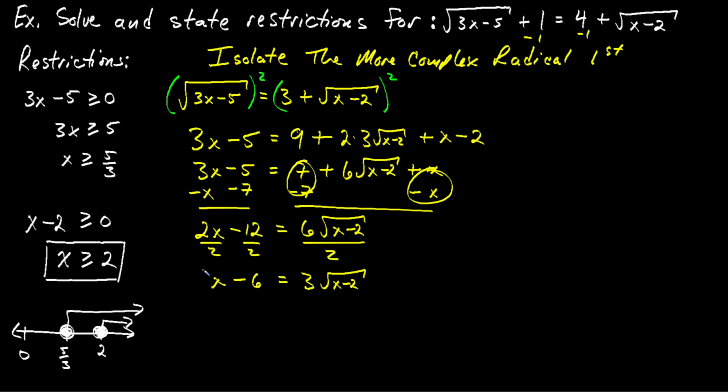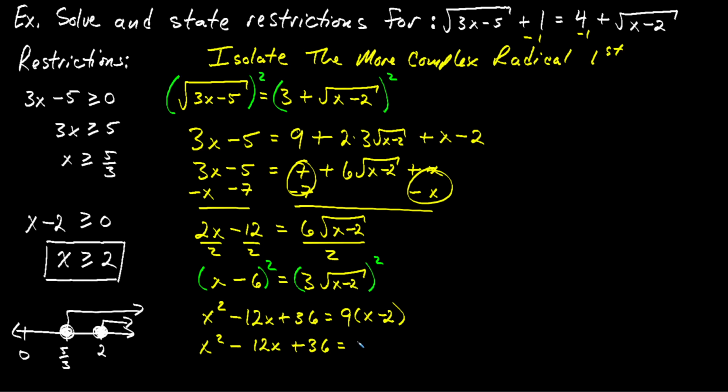So x minus 6 is going to get squared, and 3 times the square root of x minus 2 is going to get squared. So this time at least this part's a little bit nicer to look at. X minus 6 squared is going to be x squared minus 12x plus 36, and that is going to equal 3 root x minus 2 squared. 3 squared is 9. Root x minus 2 squared is x minus 2. All right, so multiply through the bracket. X squared minus 12x plus 36 equals 9x minus 18.